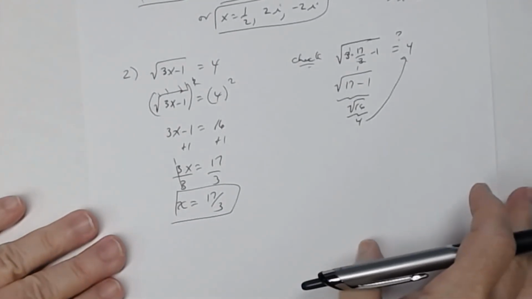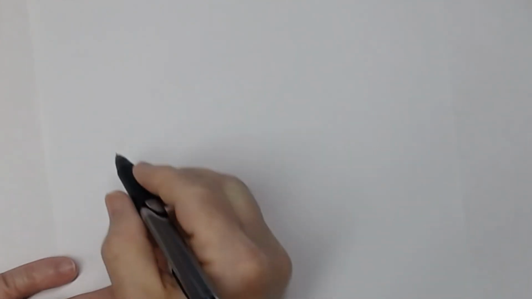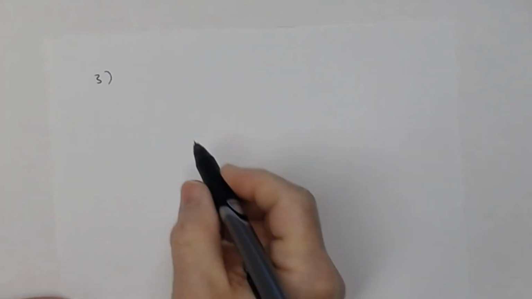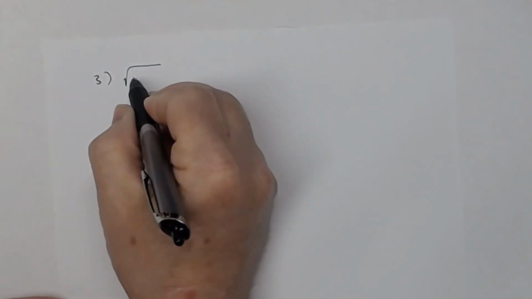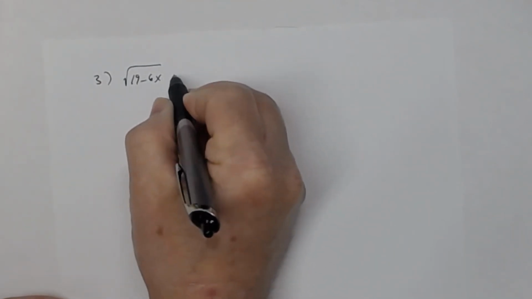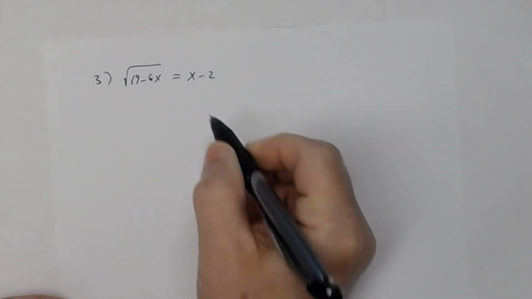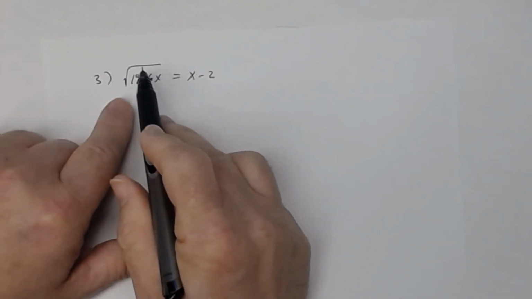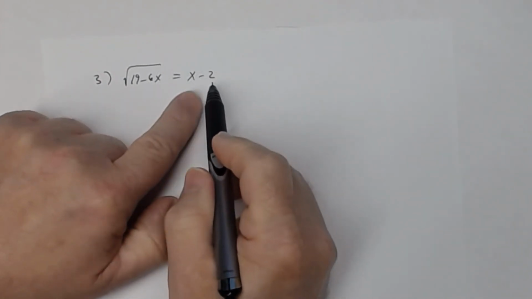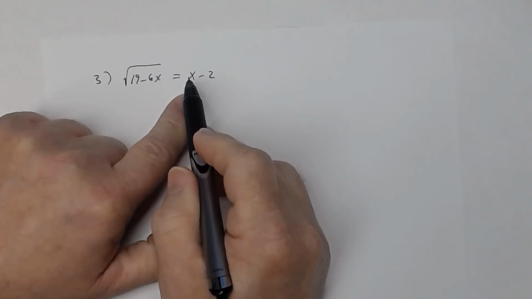But when we look at the next one, okay, when we look at number 3, that's what we have in number 3. So number 3, let me go ahead and rewrite it. We have the square root of 19 minus 6x equal x minus 2. All right, now notice the square root's by itself, which is what we want. But on this side, you have a variable here.